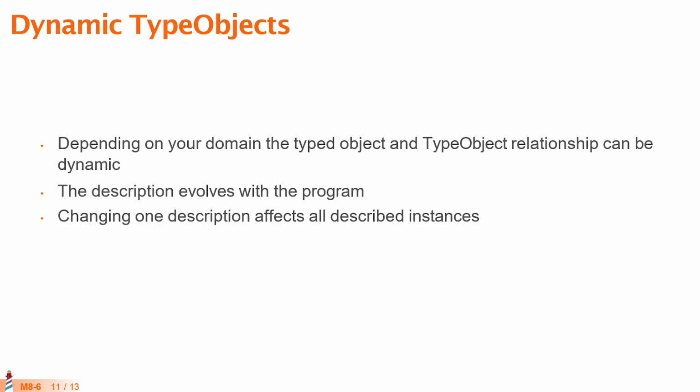Having the type object as a separate object from our instance means that we can change it, depending on the domain. We are now able to change the type object of a plant or of a given instance. In this case, it depends a lot on the domain, but we can do that. Our descriptions evolve while the program executes.